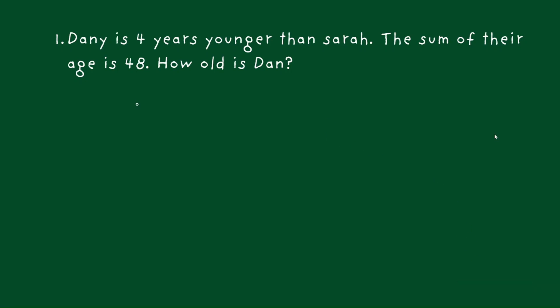Let us derive the equation for this question. Danny is 4 years younger than Sarah. That means, let us say Danny is D and Sarah is S. D is younger than Sarah, that means D = S - 4. The sum of their ages is 48. So, D + S = 48.